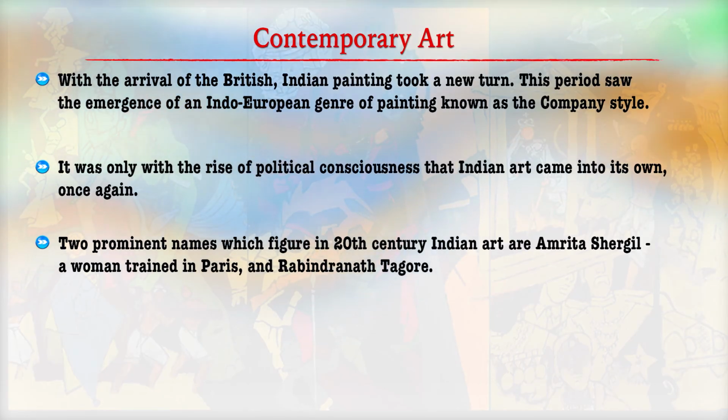Now, when we are discussing aesthetics in paintings, with the arrival of the British, Indian painting took a new turn. This period saw the emergence of an Indo-European style of painting known as the company style of painting. With the rise of political consciousness, again painting grew, and the two prominent names which figured in 20th century Indian art are Amrita Shergill, a woman trained in Paris, and Rabindranath Tagore.